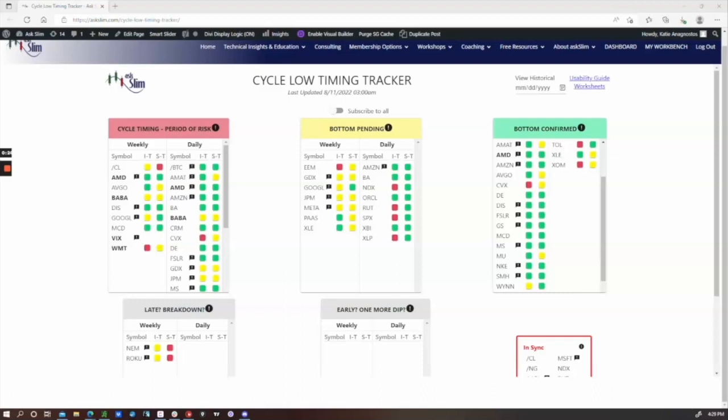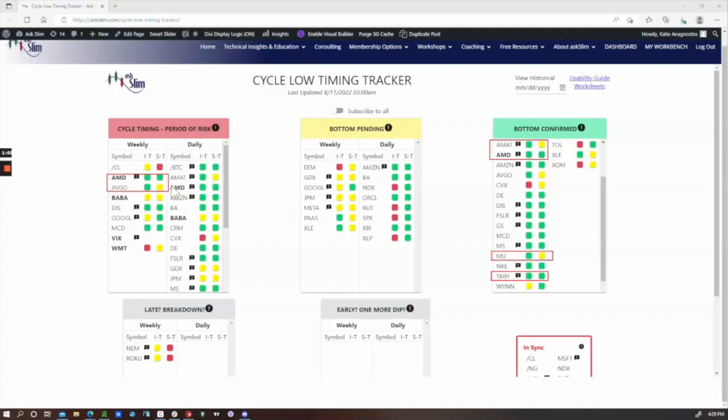The cycle low timing tracker covers the symbols on our askSlim focus list, and often we see symbols that are part of the same sector appearing on here together. That's the case right now with some of the semiconductors. We have AMD and Broadcom that are still in their weekly cycle timing windows over here, and they also appear over here in the bottom confirmed category for the weekly time frame, along with Applied Materials and Micron and SMH, the semiconductor ETF. Now, some of those symbols are also in the daily cycle timing window.